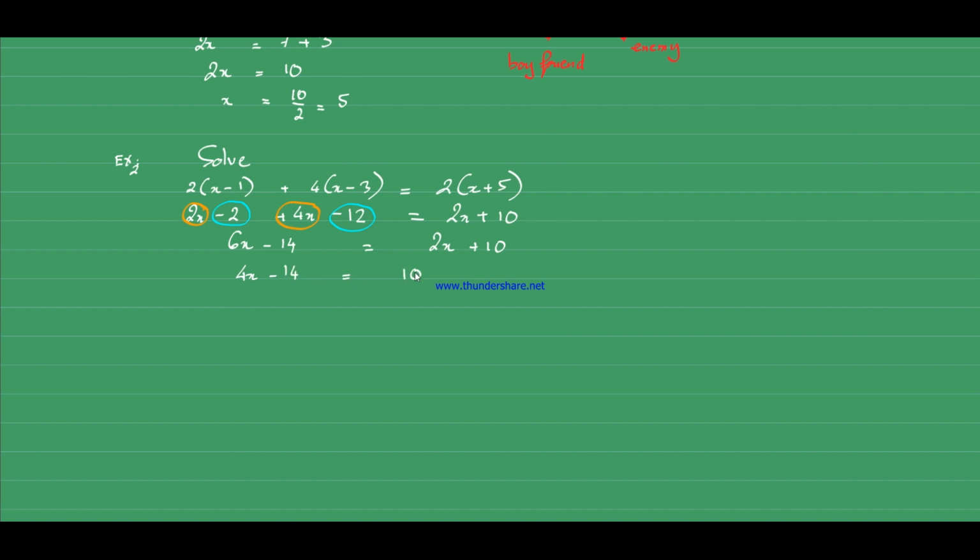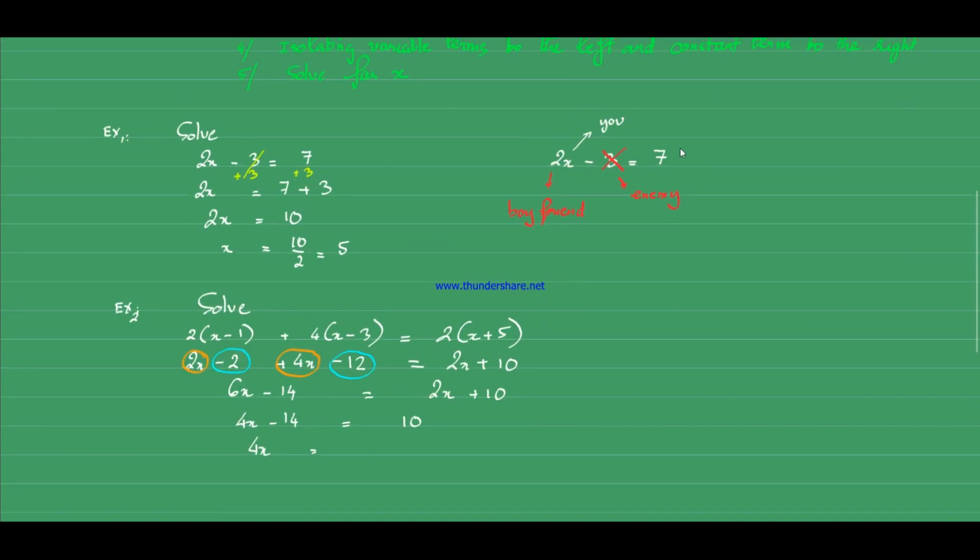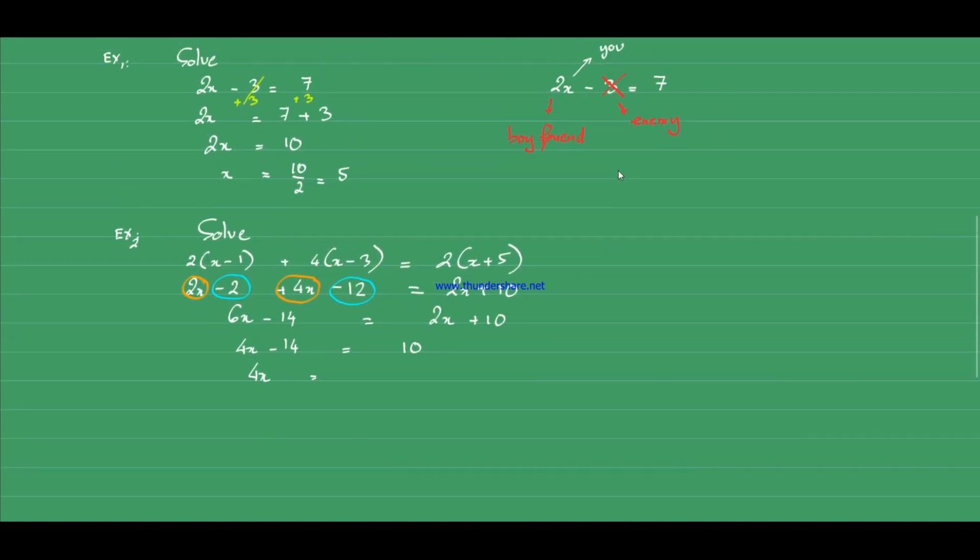Now we're going to bring the number to the right. In order to bring the number to the right, you bring it over here, you change the sign so it becomes positive. You can add both sides by 14. Don't divide by 4 first. You remember this story right here. So you add both sides by 14, which gives you 24.